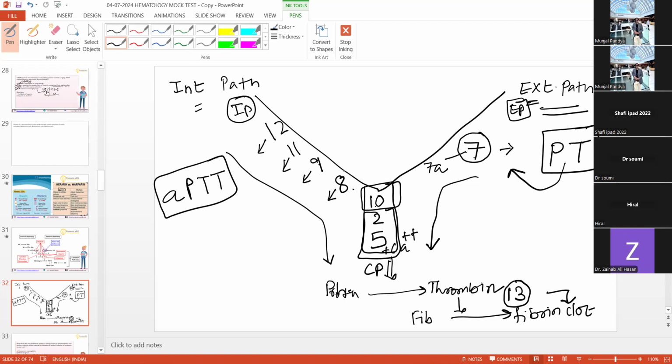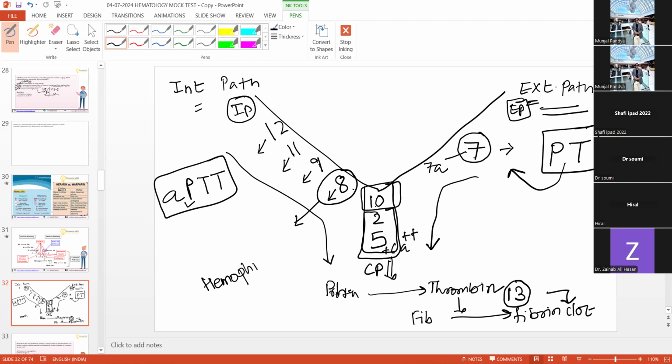So if something goes wrong in factor 8, factor 9, factor 11, factor 12, APTT will elevate, APTT will increase. Now if there is a factor 8 deficiency or mutation or something wrong in factor 8, we call it hemophilia.